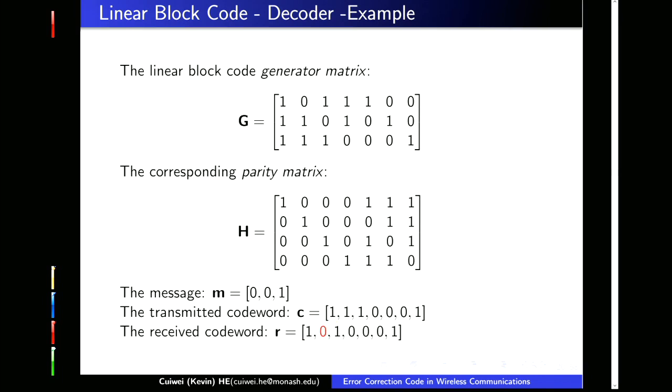After the code word passes through the channel, it will have errors. For instance, if one error happens in the second bit, can we still successfully get the estimated version of the message, which equals the transmitted message? This is what we are going to do in the next step.